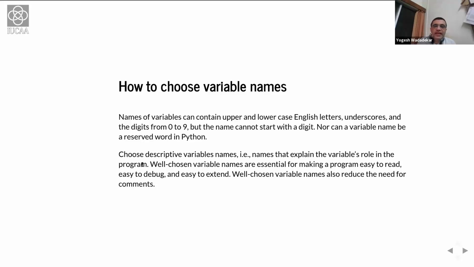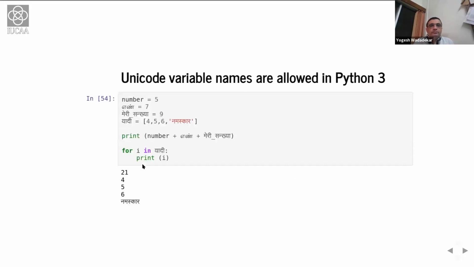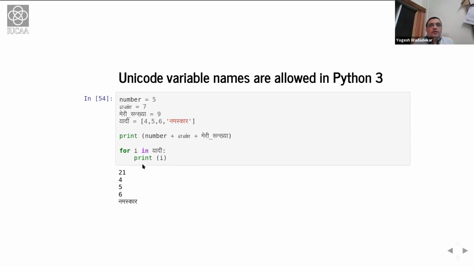Well-chosen variable names also reduce the need for comments. So if you choose a variable called pi, for example, everybody knows what that means. If you choose a variable called capital G for Newton's constant, you don't have to say Newton's constant explicitly. Okay.